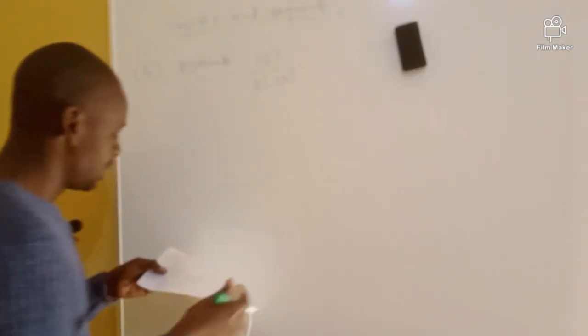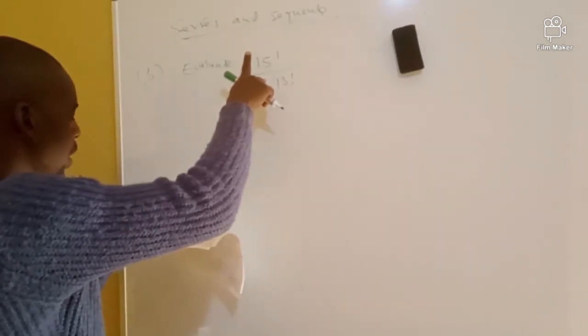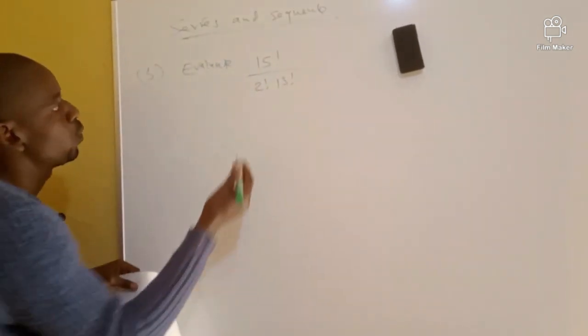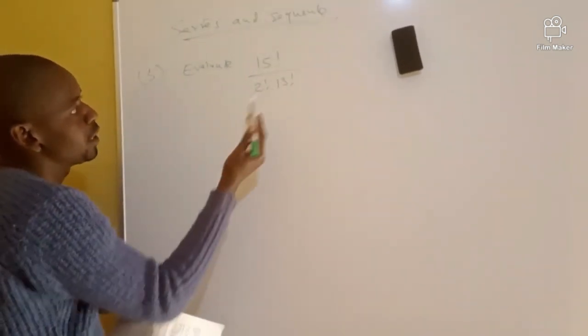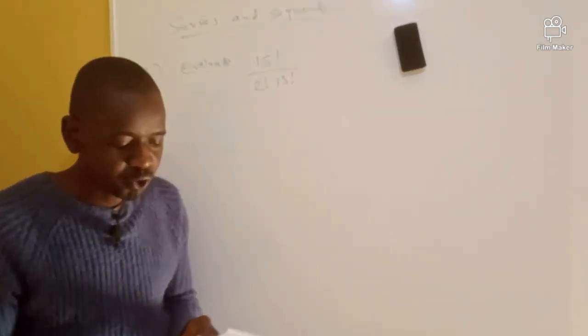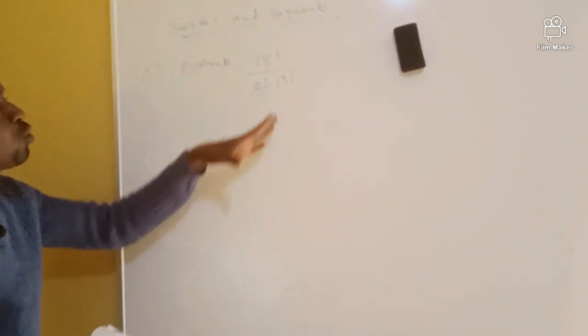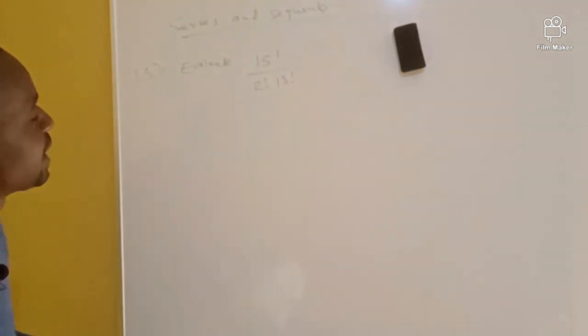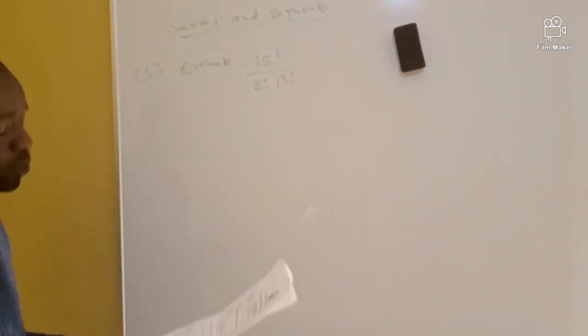This is under series and sequence. So this is 15 factorial divided by 2 factorial multiplied by 13 factorial. Now, this is a topic whereby you can deal with the factorial and combination, but combination we're going to leave a little bit. So how can you deal with the factorial?